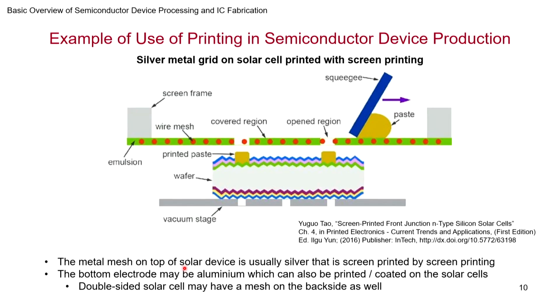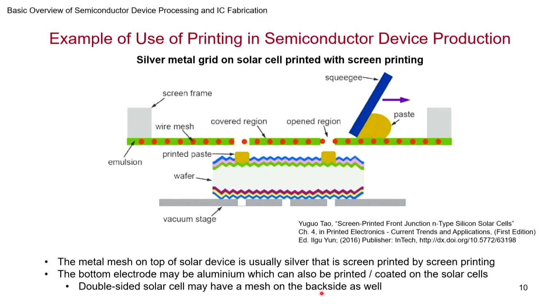But because silver is costly, when you can afford to make it thick and wide area, you use aluminium. So the mesh on the top, in this particular solar cell example I am giving, and in almost all the solar cells that we use commercially, the metals are screen printed using silver, often silver nanoparticle based inks or nanorod based inks. The bottom electrode can be aluminium, which can also be printed or coated on the solar cells.